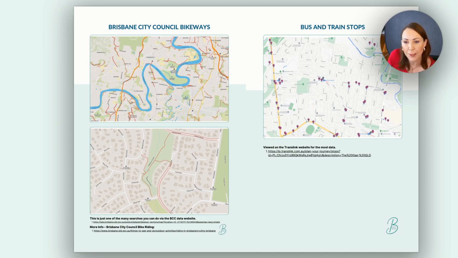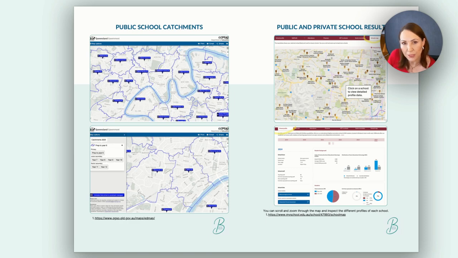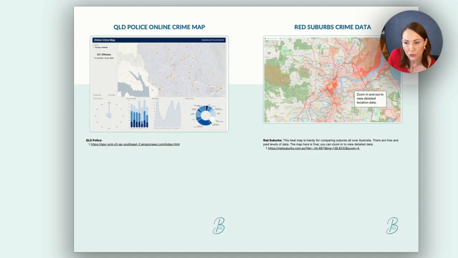For example, you might love riding your bike, and so being able to access where the Brisbane City Council bikeways are. And if you're into public transport, there's the information that you can look at to research the local bus stops and train stations and see how close one is to a property or properties in an area, how well serviced it is by public transport. We've got the public school catchments, and we've also got the ability for you to have a look at the school results and identify schools that are performing better than others, if that's something that is of interest to you, if you have school-aged children.